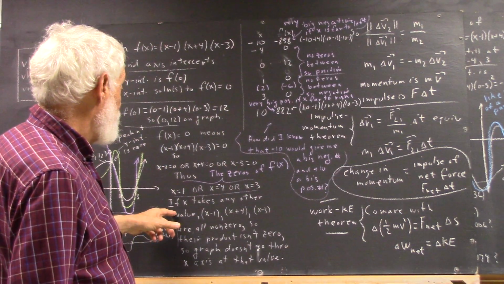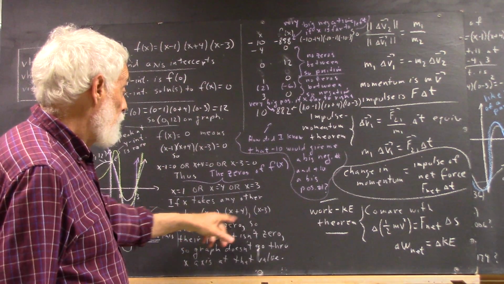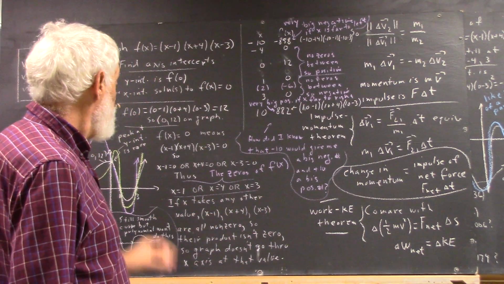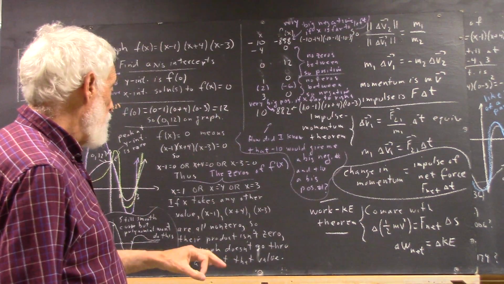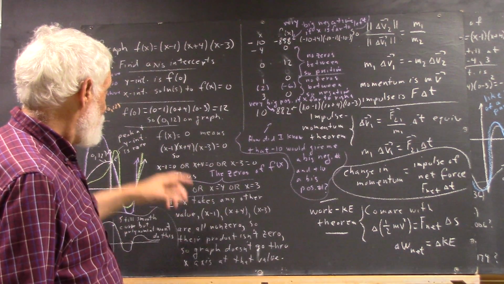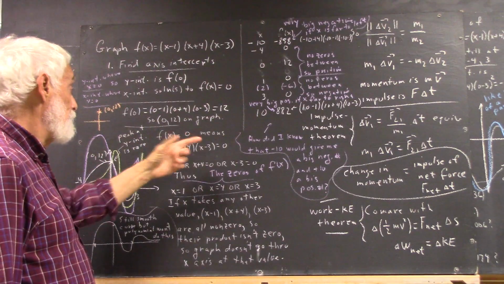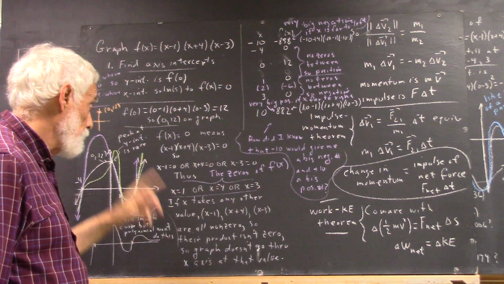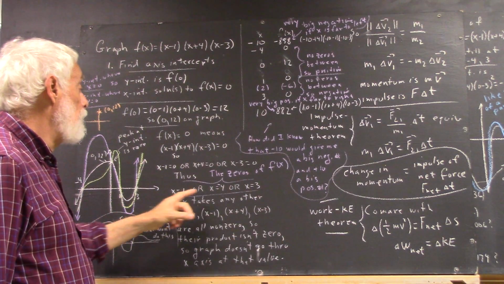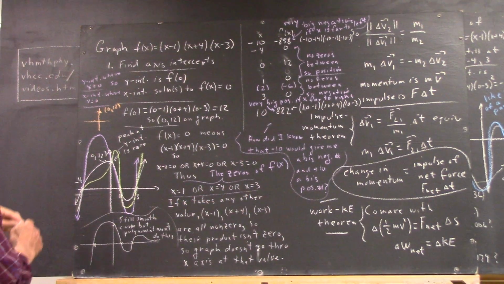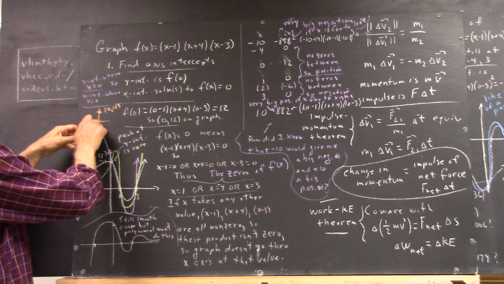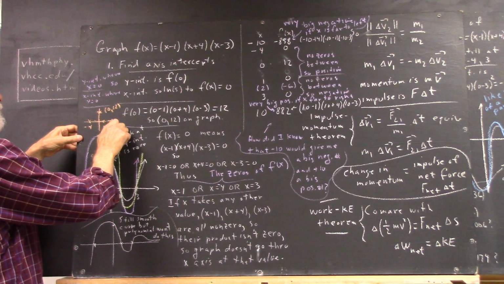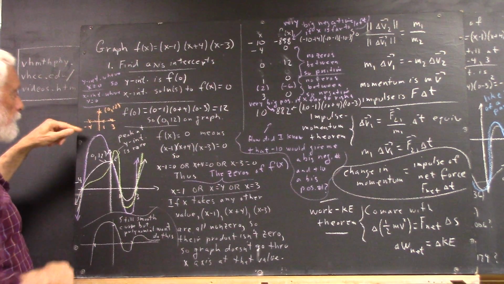I also comment that if x takes any other value, none of these are going to be 0, so when you multiply them, they aren't going to give you 0. This means the only places where y is 0, which is why we're solving this equation, are at x equals negative 4, x equals 1, and x equals 3. These are the only points where the graph can go through the x-axis.